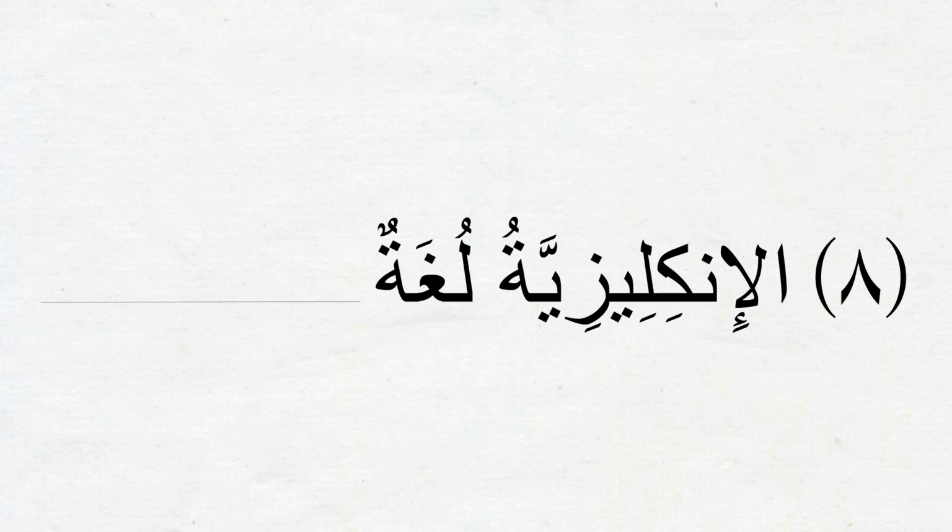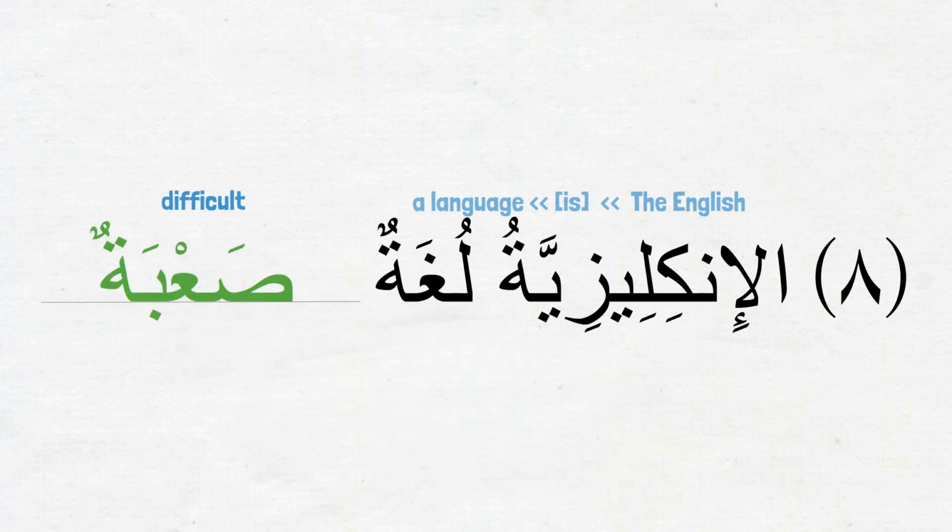Sentence 8. الإنجليزية لغة. What do you think? Is English easy or hard? Let's pretend it is difficult, even some of us may not think so. We will then use صعبة, which is difficult. Together, الإنجليزية لغة صعبة means English is a difficult language.